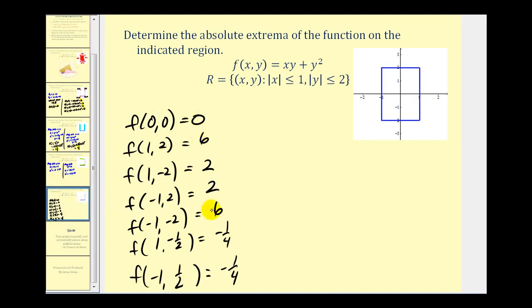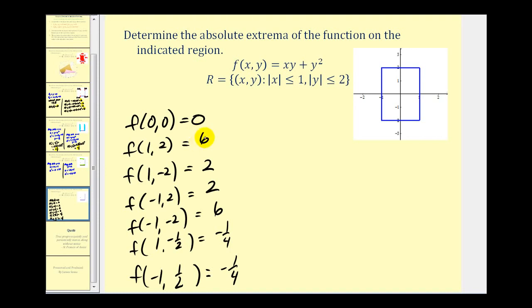Okay, so here are all the function values that we're considering. This function value is from the critical point 0, 0. The next four values were from the corner points of the rectangle, and these last two were from the paths of x equals 1 and x equals negative 1. And so the largest value that we see here would be our absolute maximum.